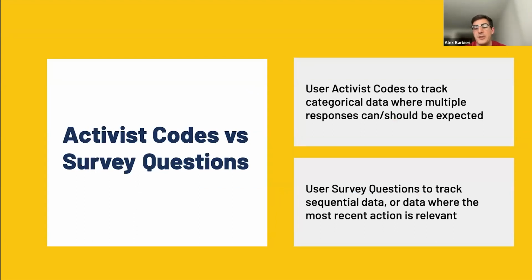The difference between them, they're very similar, but I think of activist codes as tools that you use to track categorical data, where multiple responses can and should be expected from the folks you are trying to get data points from and record data from. Survey questions, on the other hand, are used to track sequential data, or data where the most recent action is relevant.